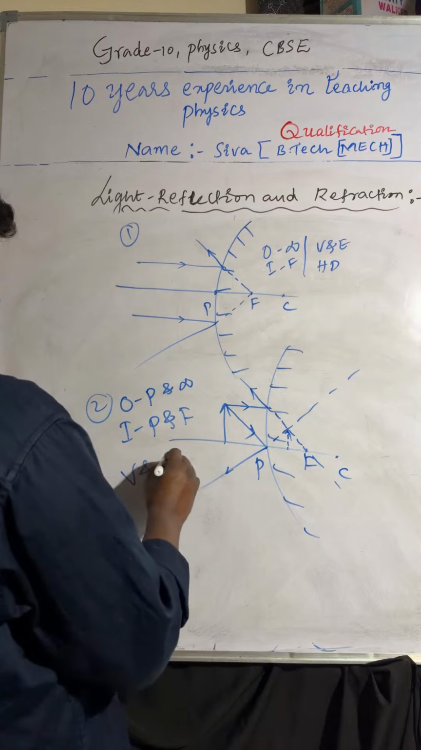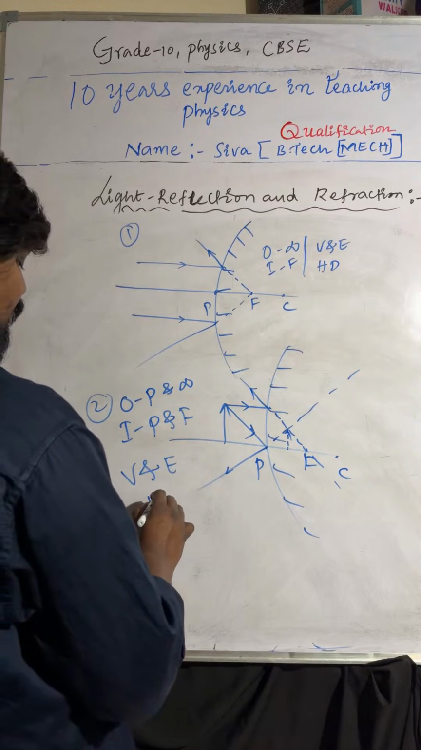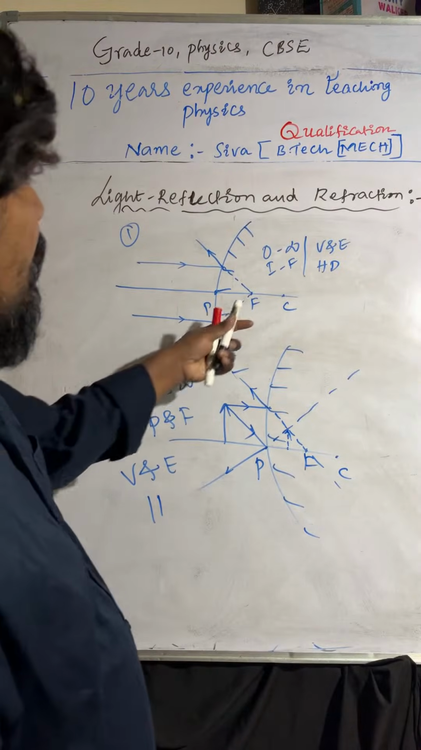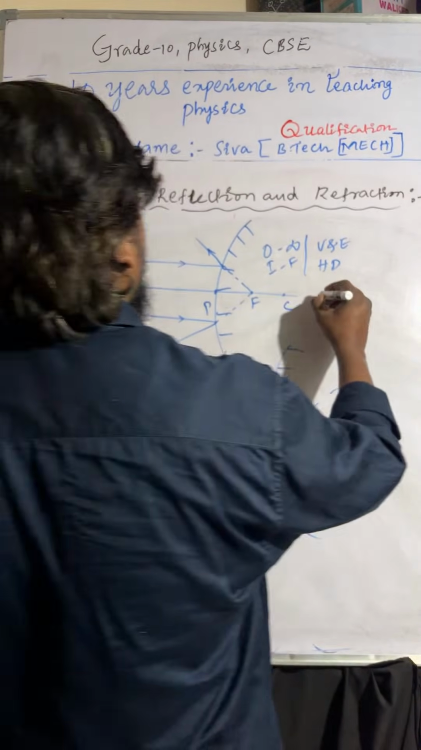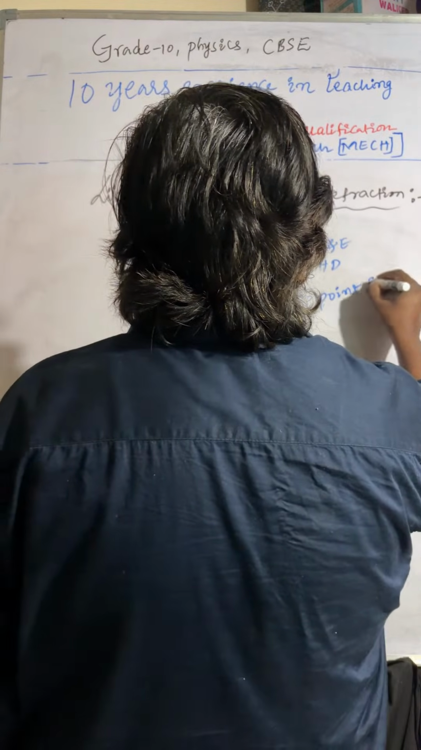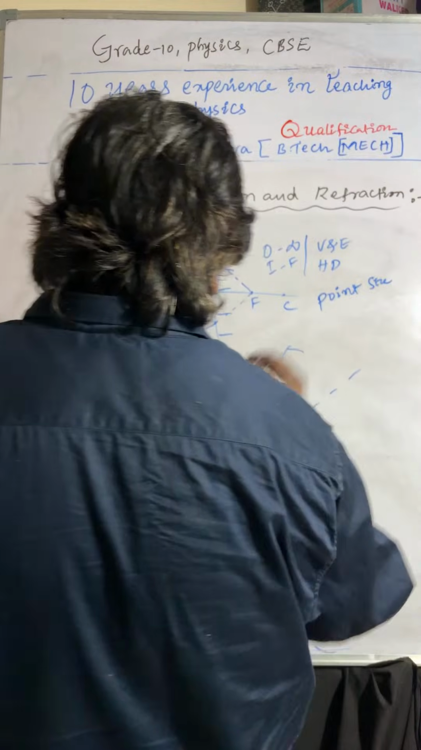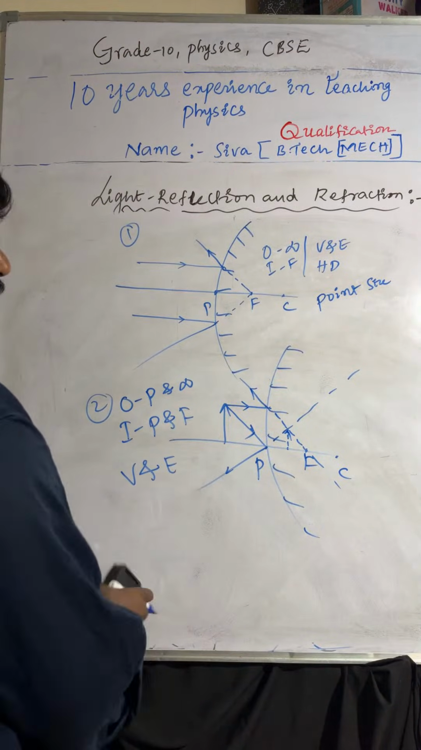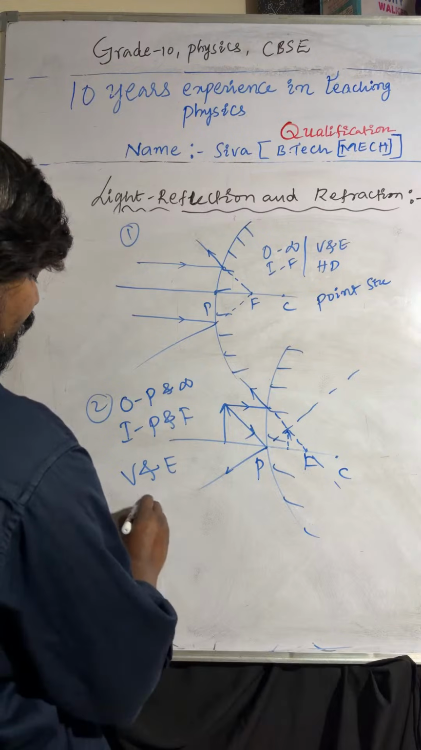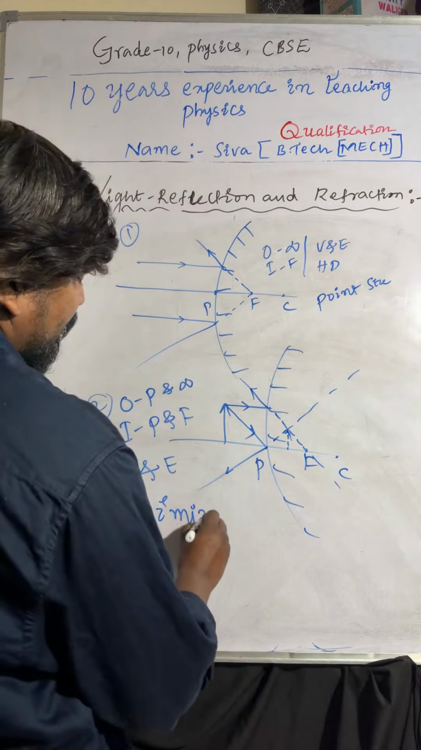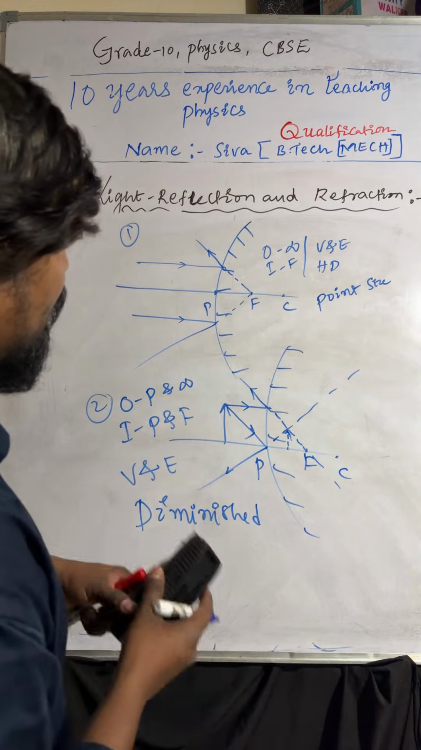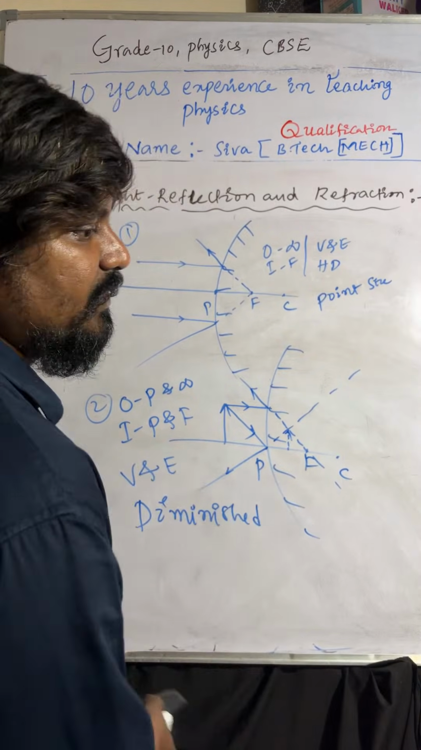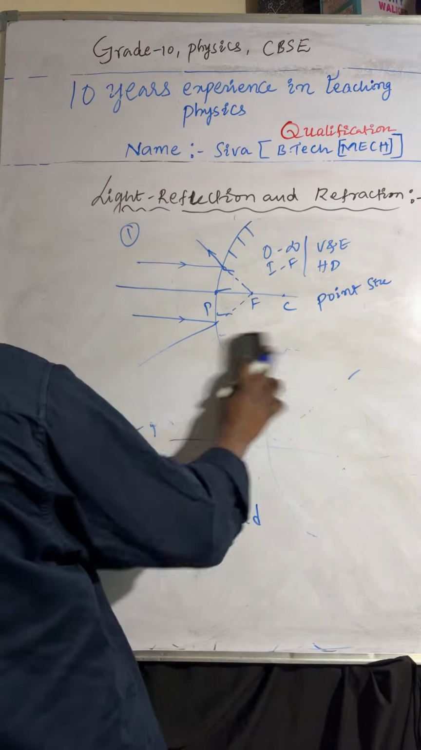Nature of the image is virtual, erect and diminished. We can't say highly diminished, because highly diminished means a point size image is formed. So here we can say diminished. Understood or not? A diminished image will form between P and F. Is it clear? Right. Next one.